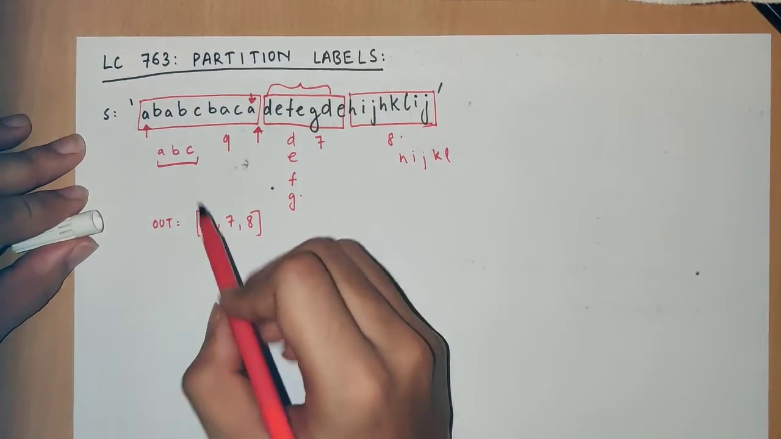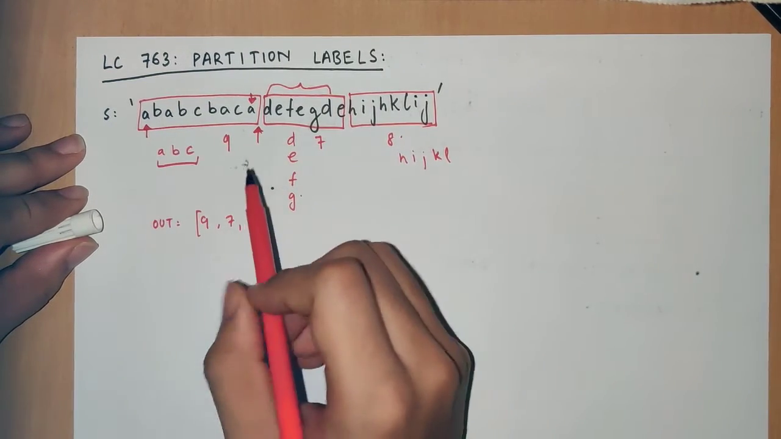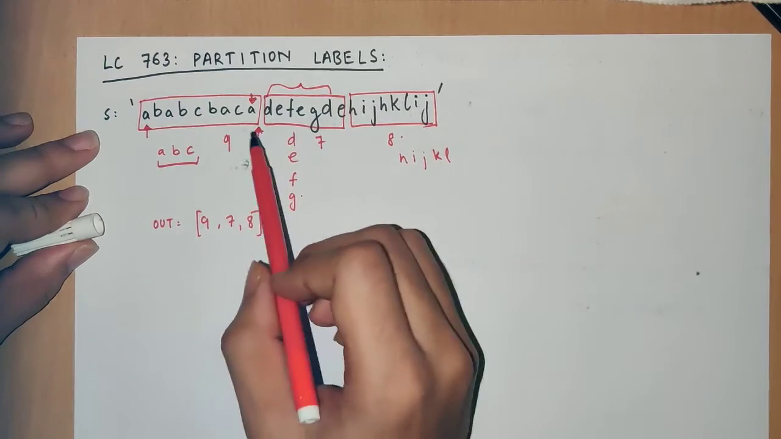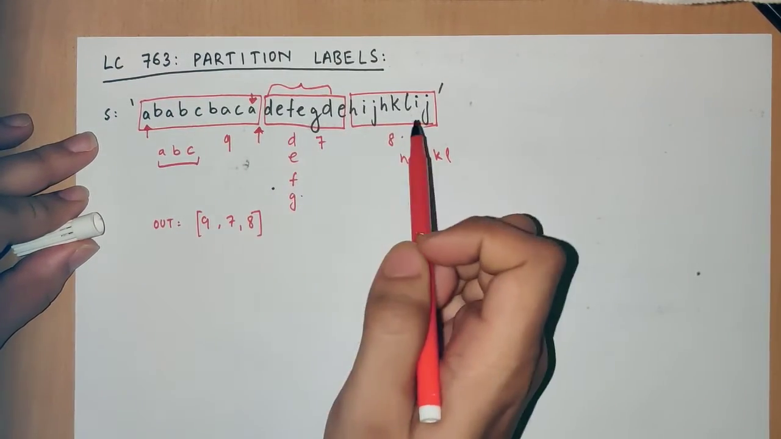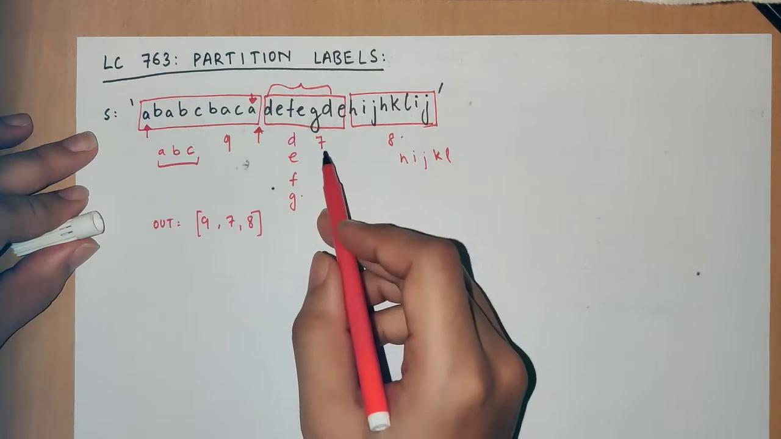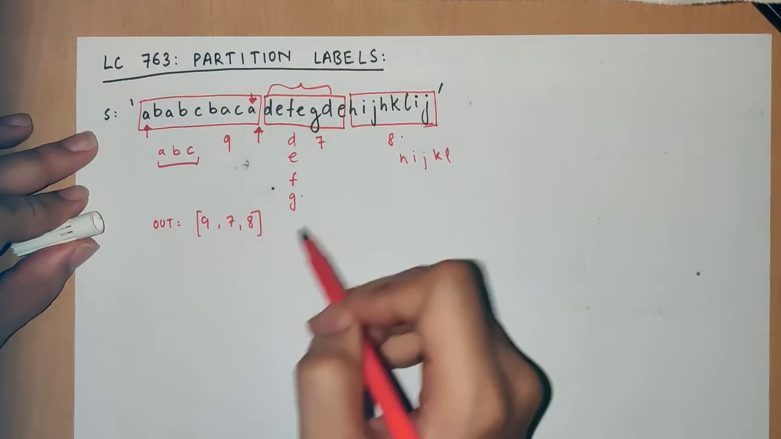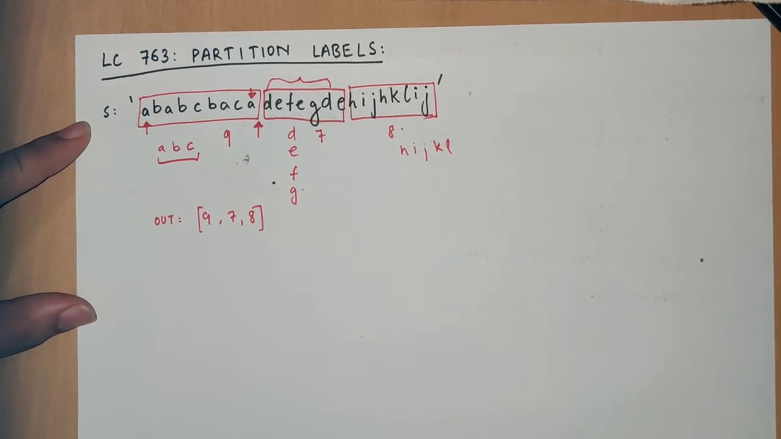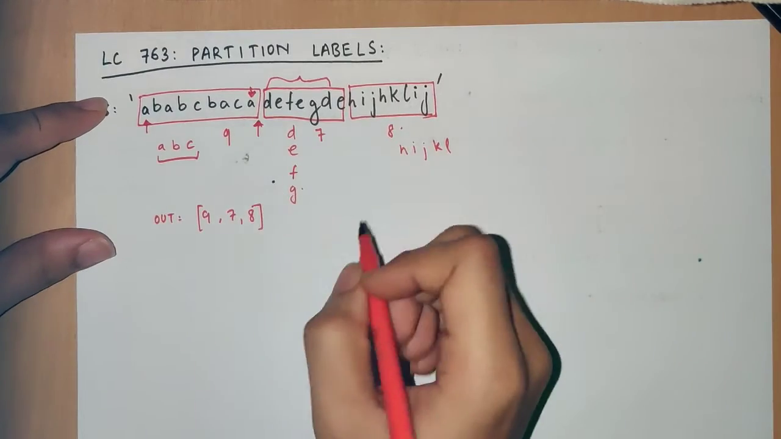So finally we need to return the output as the lengths of the partitions. So here we have made 3 partitions. The first length is 9, the second is 7, and the third length is 8. So let us see how we can solve this problem.